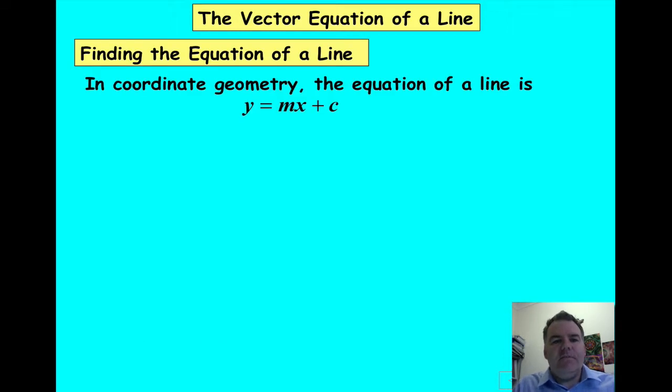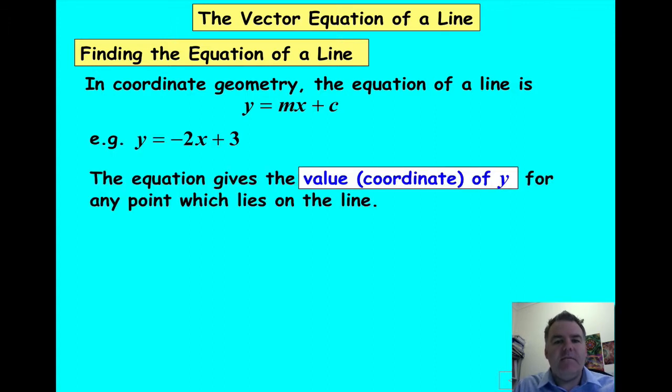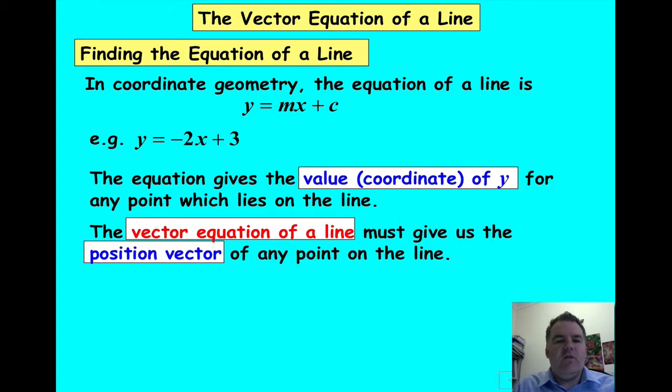Okay, so we know in coordinate geometry what the equation of a line is. Y equals mx plus c. We know m is the gradient, we know c is the y-intercept. So in that one there, we know the gradient is -2 and the y-intercept is 3.